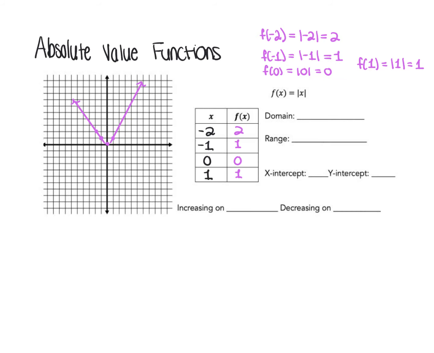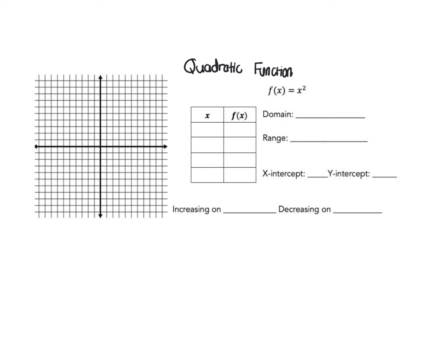Now some information about the graph. The domain is from -infinity to +infinity. The range is only from 0, including our value of 0 to infinity. The x and y intercept are actually the same at 0, 0. And then for this graph, it's increasing from 0 to infinity, and it's decreasing from -infinity to 0.